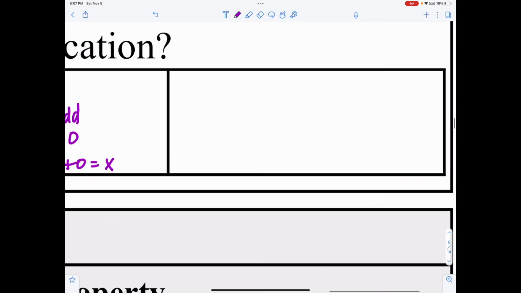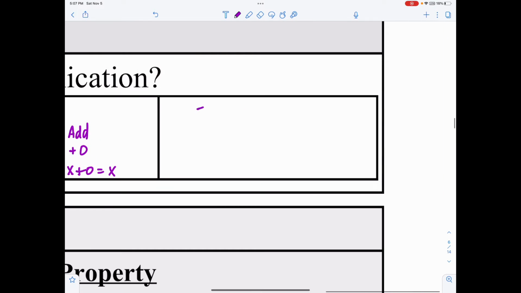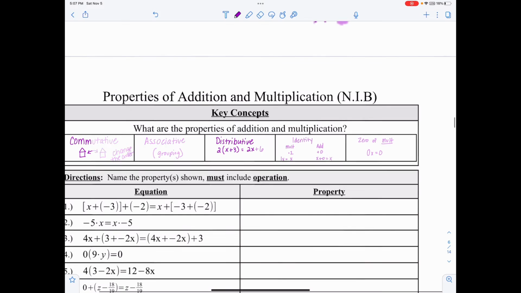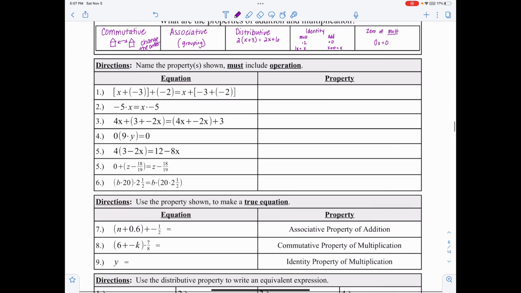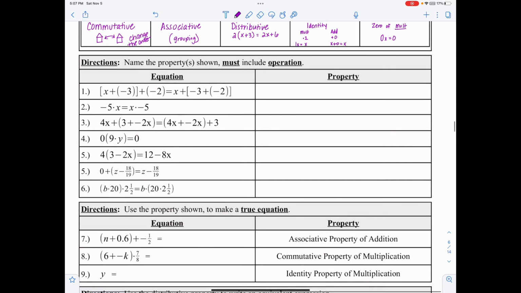Okay. All right. Next is your 0 property. And this is only the 0 property of multiplication. Okay. Because 0 with the addition is the identity property. So this says that any number times 0 is actually 0. Okay. All right, let's go ahead and name the property. You must include whether it's the addition property or multiplication property.